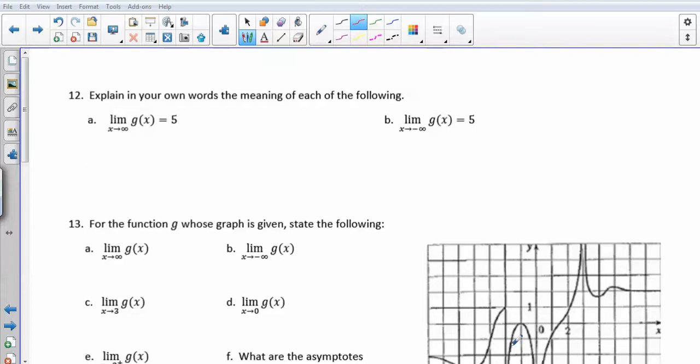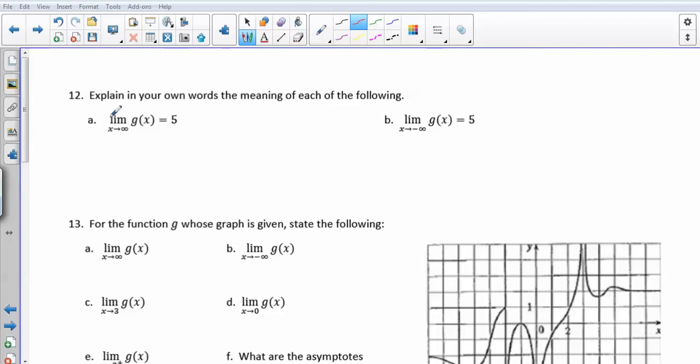Okay, pre-calc students, we're still working on the Unit 9 review. We're now on page 3. To explain in your own words the meaning of each of the following, you definitely need to first try to put this in your own words. But if you're confused about what we're asking for, I'm just asking you to tell me what it says.